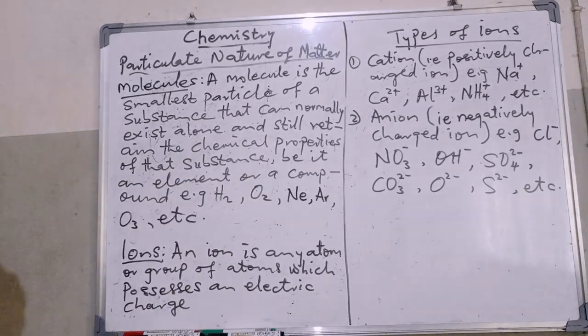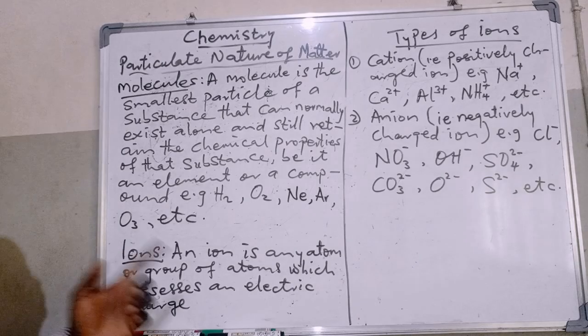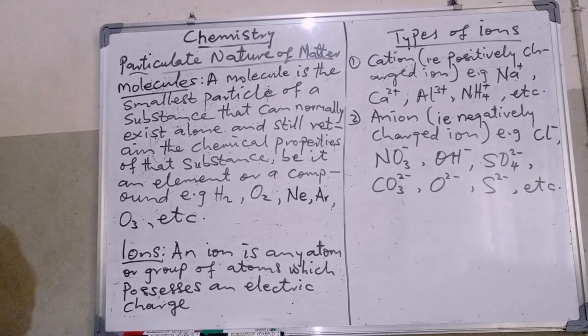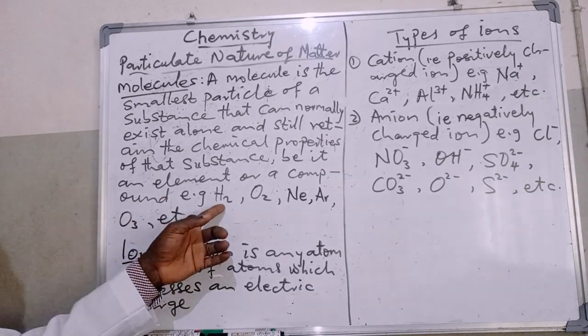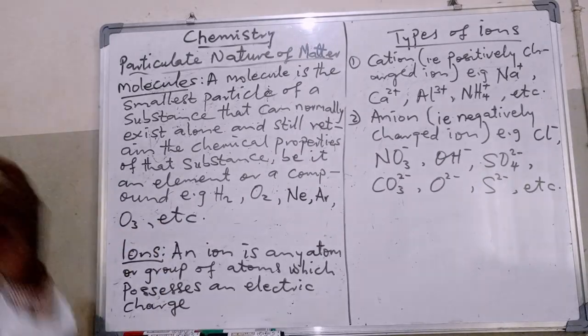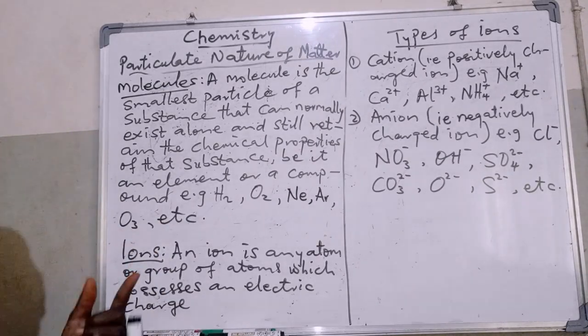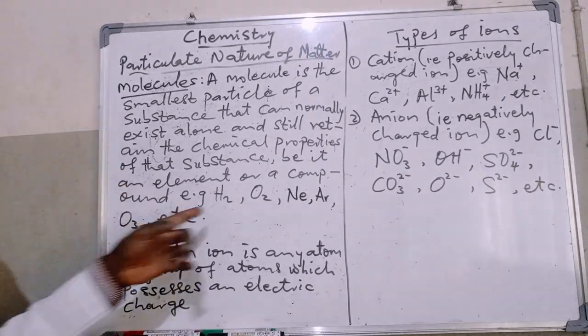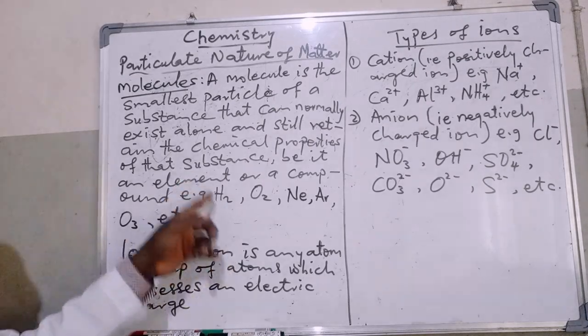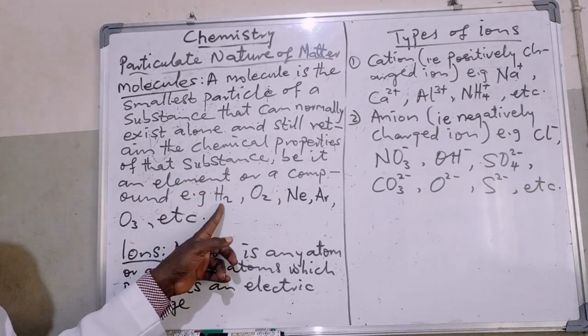Now let's consider molecule. A molecule is the smallest particle of a substance that can normally exist alone and still retain the chemical properties of that substance, be it an element or a compound. A molecule can be an element, it can also be a compound. Examples of molecules: hydrogen, oxygen, neon, argon, ozone, and so on. Now, if you can recall, I told you that an atom has one hydrogen, whereas a molecule has two atoms of hydrogen.